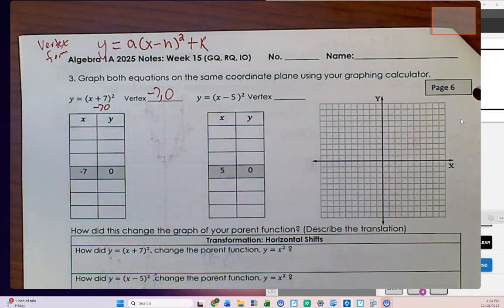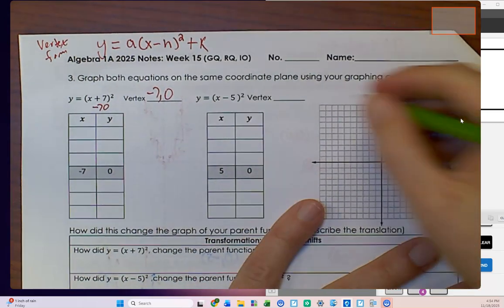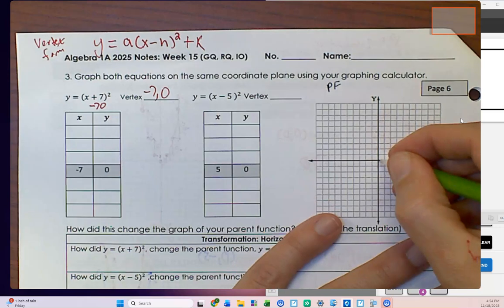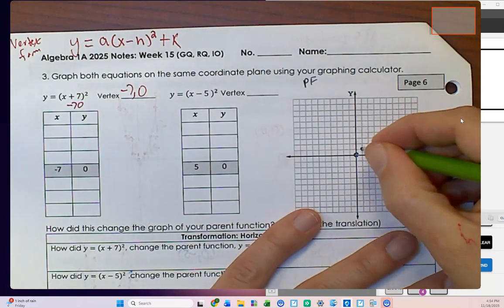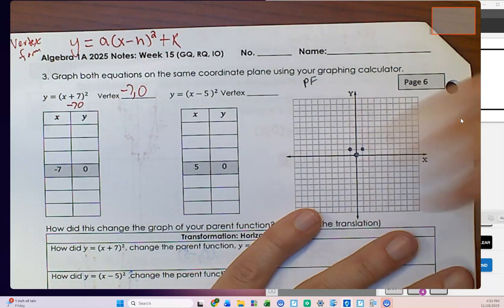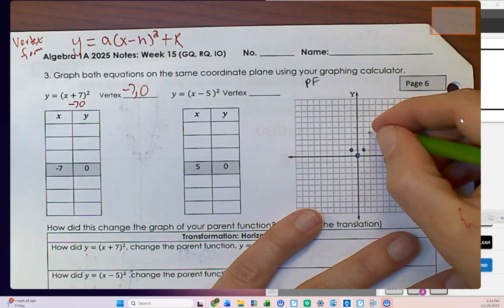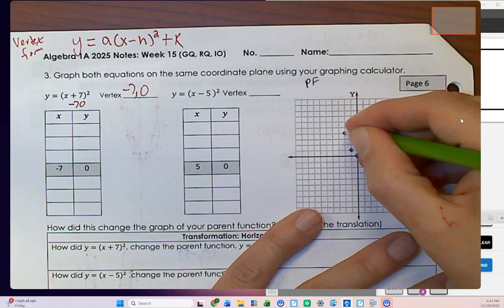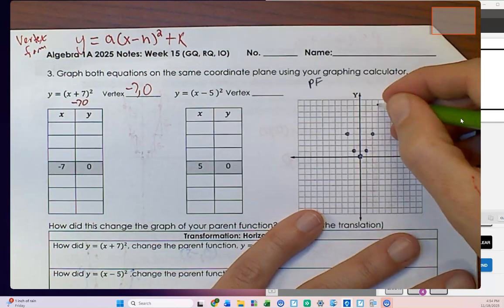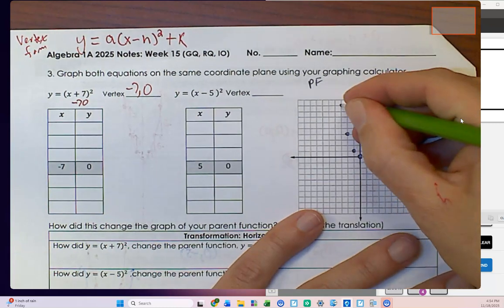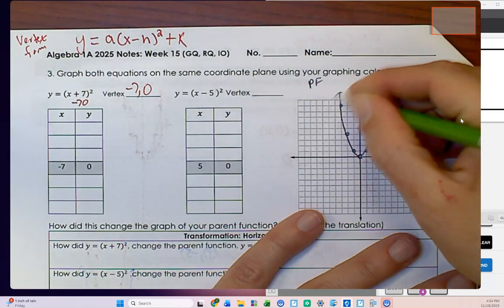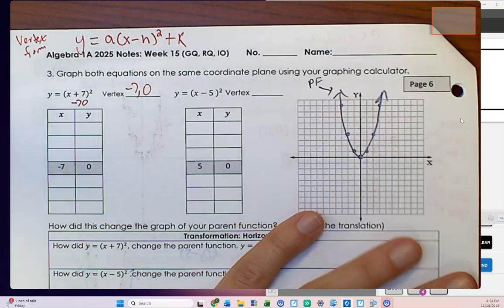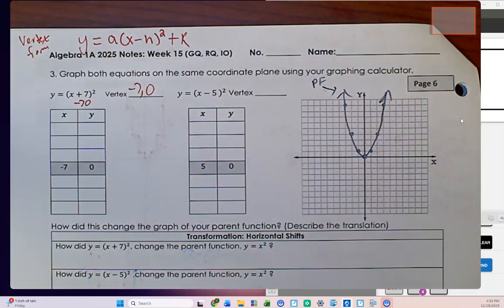Okay, I want to graph the parent function. I'm doing it in pencil. 0 squared is 0. 1 squared is 1. -1 squared is 1. 2 squared is 4. -2 squared, 4. 3 squared, 9. -3 squared, 9. So they call that the parent function. And we're talking about transformations today.